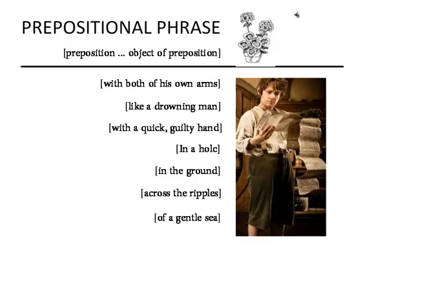So here they all are again. With a quick guilty hand, in a hole in the ground, across the ripples of a gentle sea. And do you hear the way that each of these phrases sort of crescendos and builds intensity from the beginning to the end? Listen to the rhythm of them. With both of his own arms, like a drowning man, with a quick guilty hand, in a hole in the ground, across the ripples of a gentle sea. Each one starts softer and gets louder and builds intensity over the course of the phrase. This is the rhythmic value of prepositional phrases. This is why we want to learn to use them, so we can write like Antonio Vivaldi.